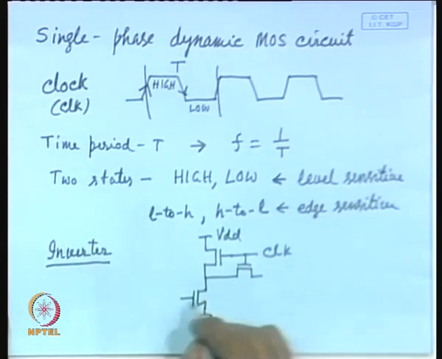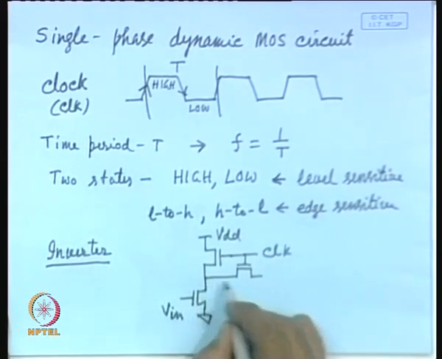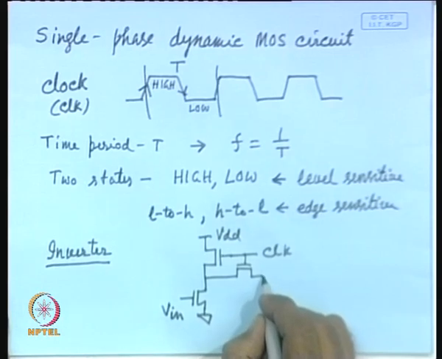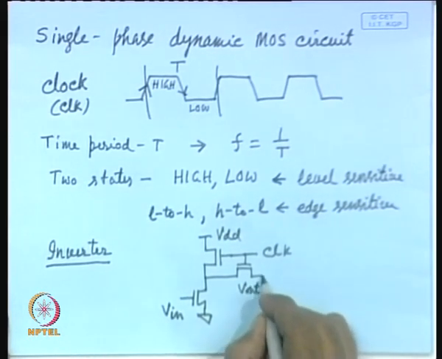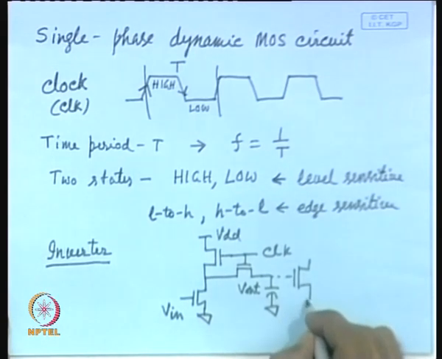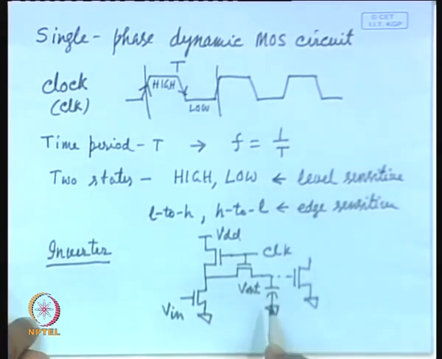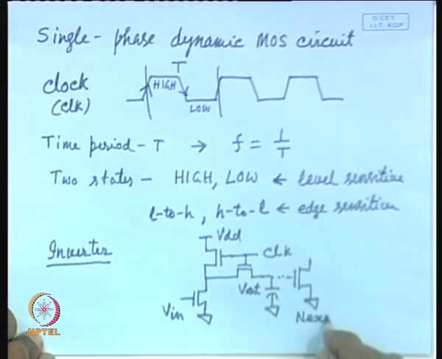This is your pull down transistor, and we apply an input here, and we take the output not from here, but from this point. So, here is the output point, V out, and of course, it will have some associated capacitance, as you know, because it is feeding a next stage, which may be an NMOS transistor. So, it is going to the next stage.